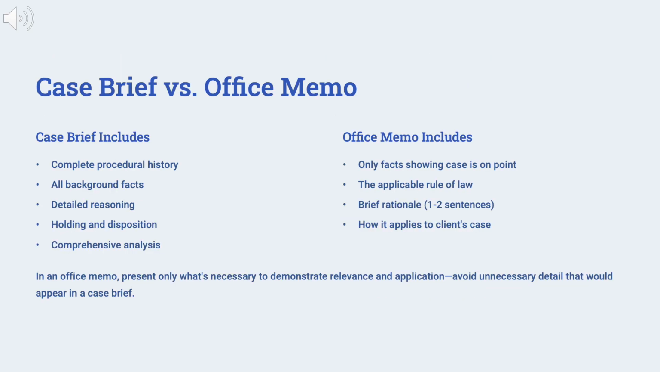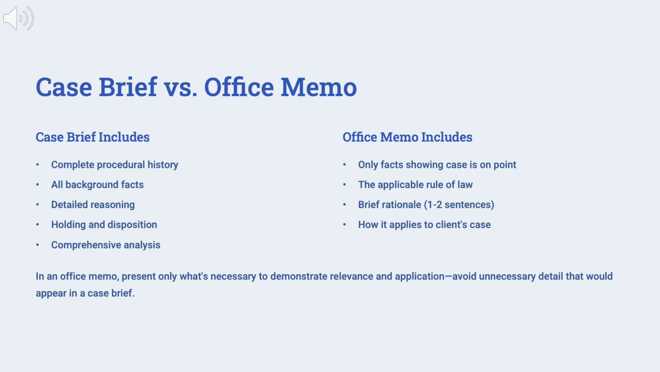Understanding the difference between how cases are presented in a case brief and how they are presented in an office memorandum is essential to drafting the analysis section correctly. The two documents serve different purposes, and that difference directly affects how much case information is appropriate in each context. A case brief is a comprehensive document. It includes the full procedural history of the case, all relevant background facts, detailed reasoning from the opinion, the holding and disposition, and a comprehensive analysis of the court's legal reasoning.